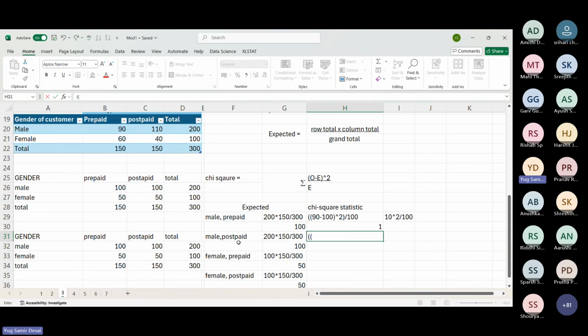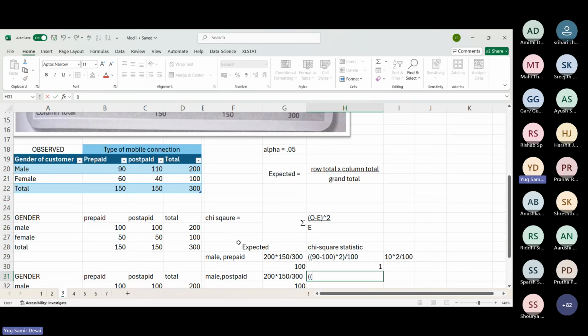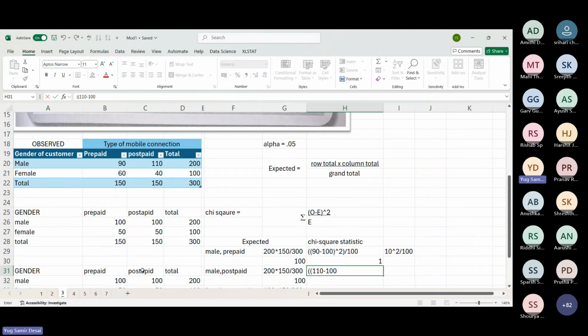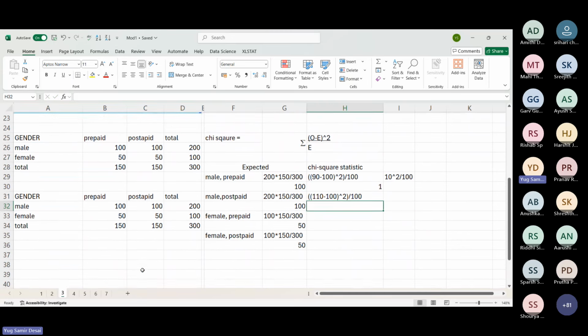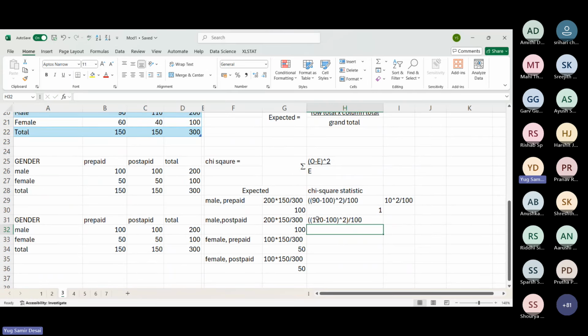Then again, we do it with male and the number of postpaid male customers. So we had observed that we had 110 males, and we had expected only 100 of such customers to be there. But then again, we square it and divide it by our expected frequency of 100. If you observe, the difference is 10 again, and the denominator is also the same. So we'll get the value 1 again.